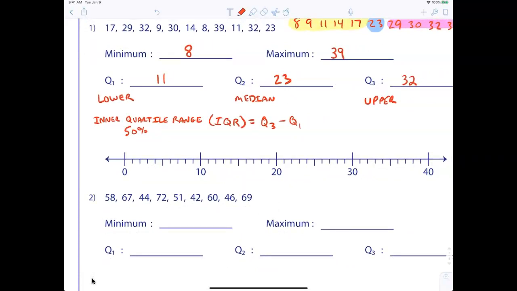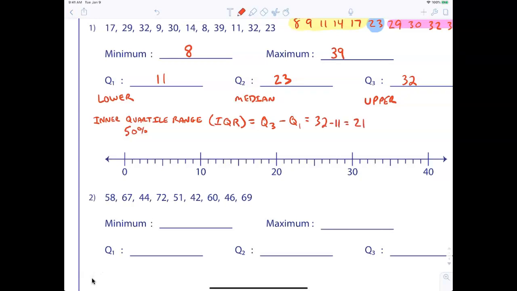It is simply what? What's quartile 3? 32 minus 11. Yes, 32 minus 11. So the interquartile range is just what? 21. That's it.